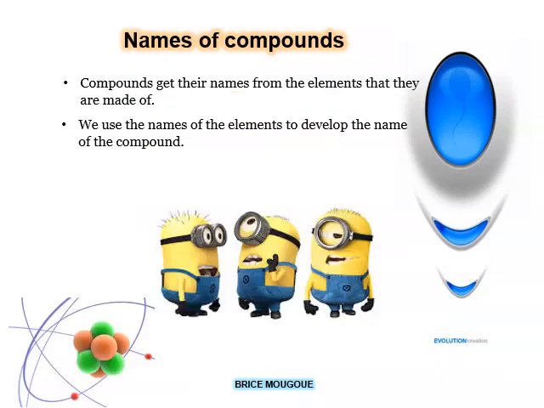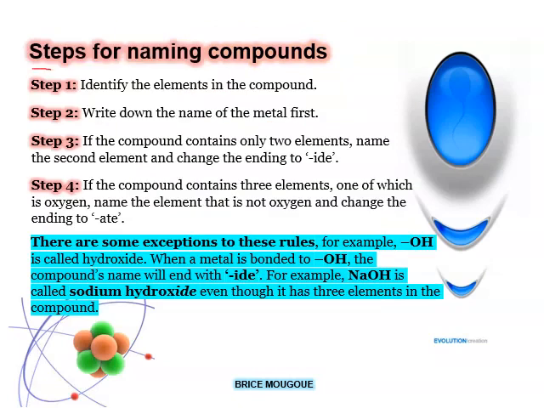In general, then, compounds will get their names from the names of the elements that are used to make them. Or, conversely, we can use the names of the elements that are found in compounds to develop the names of the compound. These are a few steps for naming compounds. The first step will be to identify the elements that are found in the compound, like we did earlier with the molecule of water. We identified oxygen, we identified hydrogen.